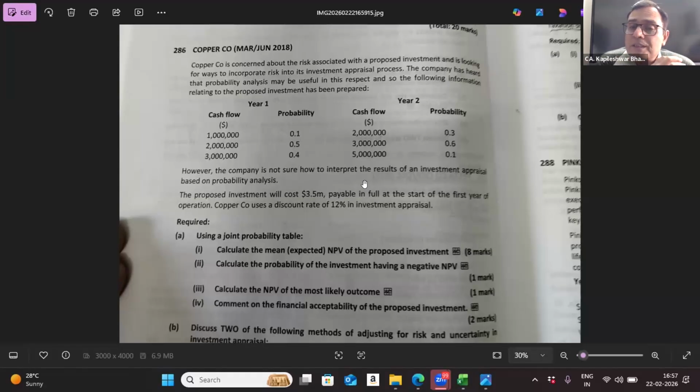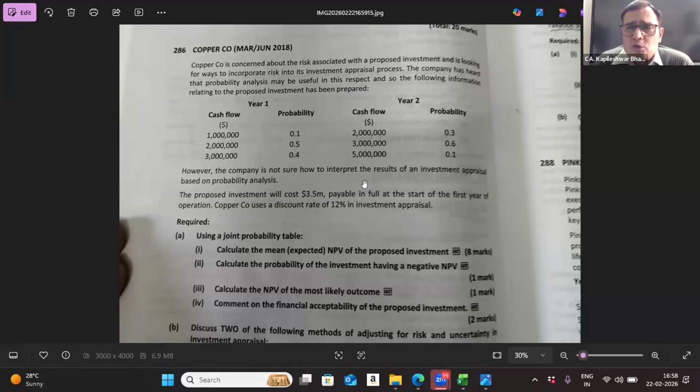But in this particular case, considering that you need a probability of a negative NPV and you need the NPV for the most likely outcome, I think we need to look into all the permutations and combinations. So tell me how many permutations and combinations are going to be made out of this data? Because in year one, the cash flows could be 10 lakh, and then in year two you will have any of the three. That's right. So year one is 10 lakh, then year two could be either 20 or 30 or 50. So that will make a total of 9 permutations and combinations.